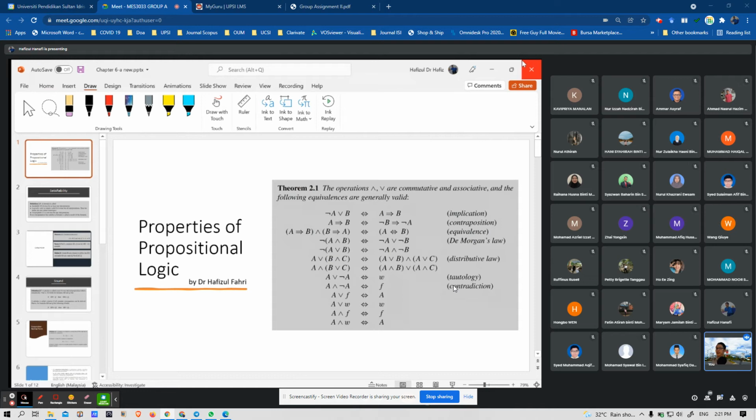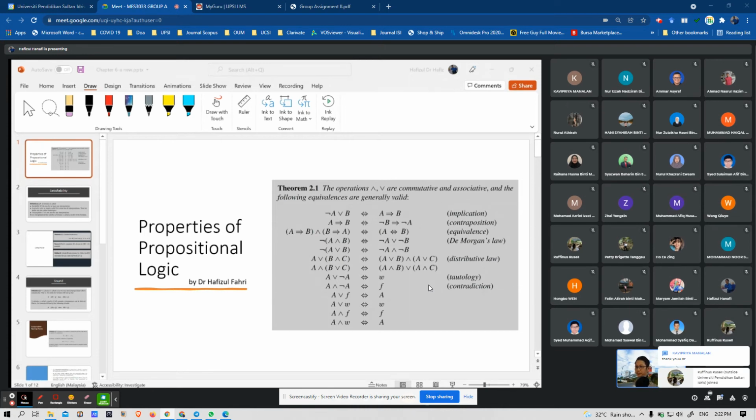This one I think you have learned in discrete structure, but the following is the revision. Revision for every operation that you have learned. In logic, the following operations are very important to understand the properties of logic.